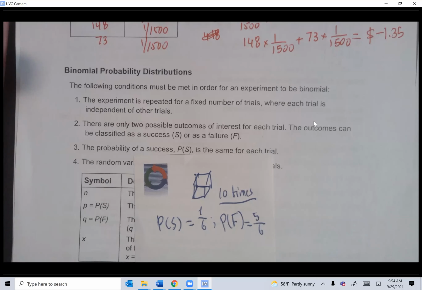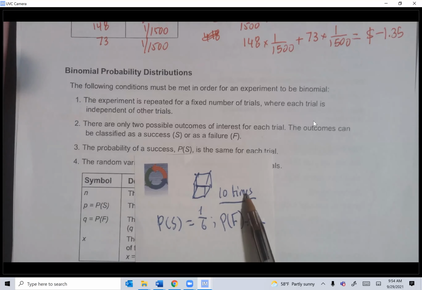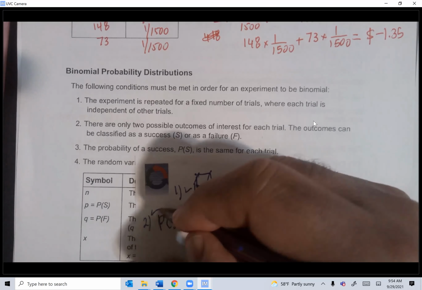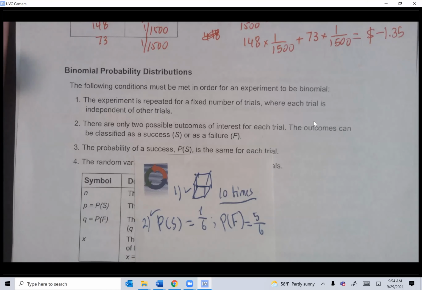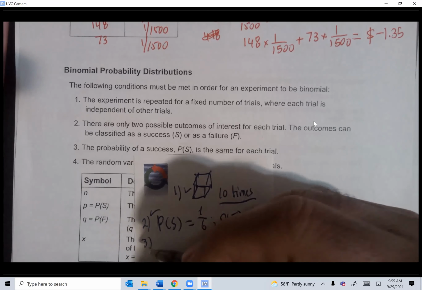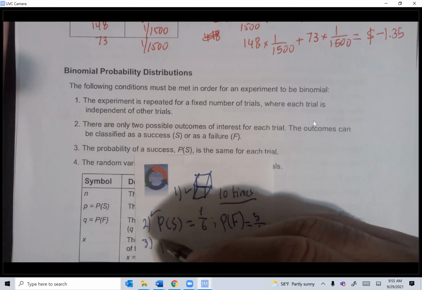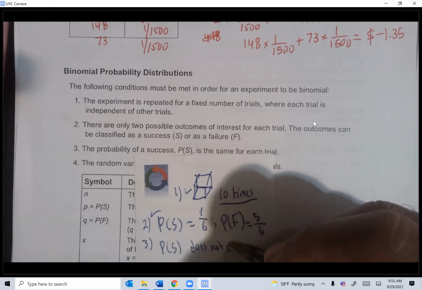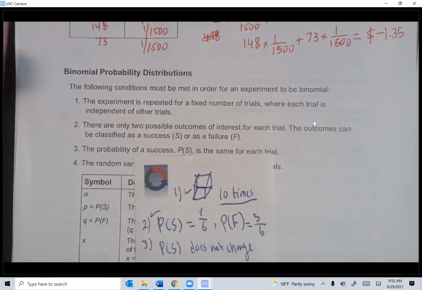So here's condition number one. We did it a fixed number of times. That's checked. Condition number two, we have only success or failure. You either win or lose. And the probability of success, guys, every time you roll a die doesn't change. It's always 1 out of 6. So that's condition number three. The probability of success doesn't change, it's always 1 out of 6, and the probability of failure doesn't change, it's always 5 out of 6.